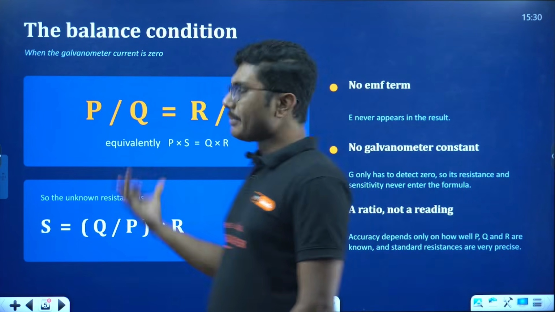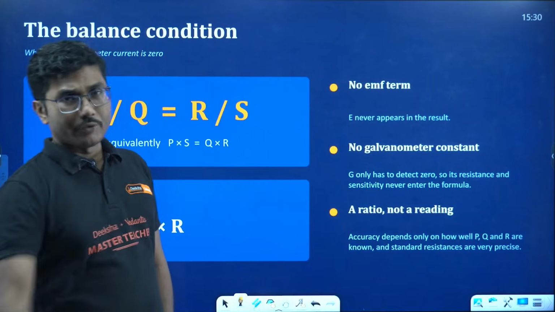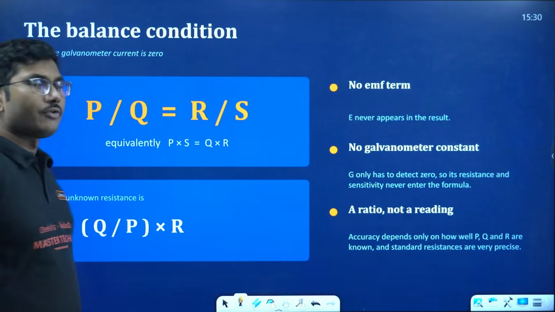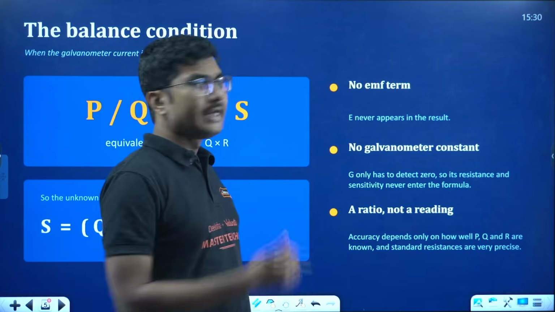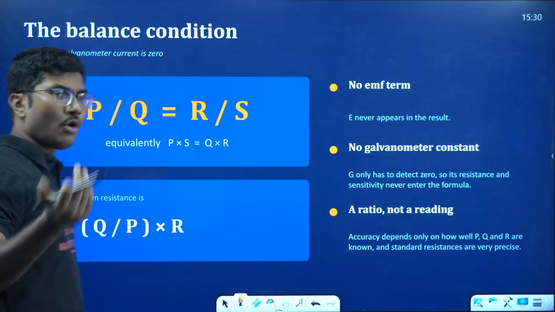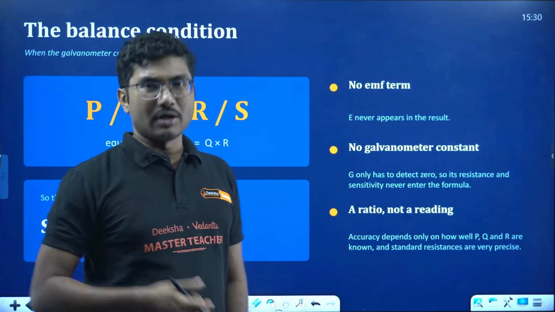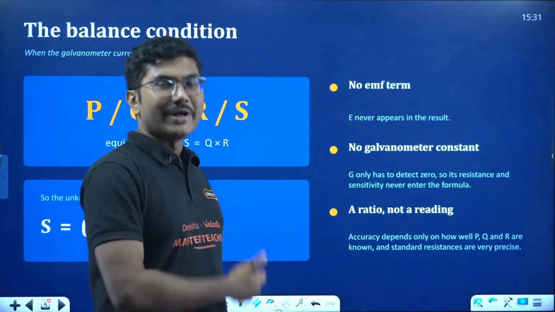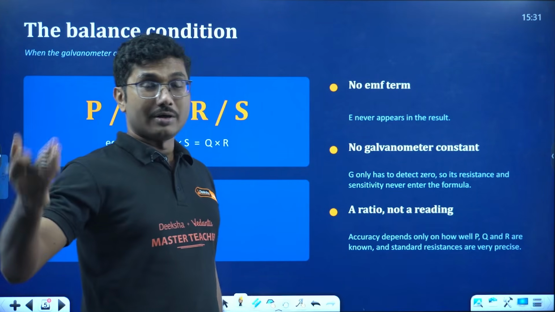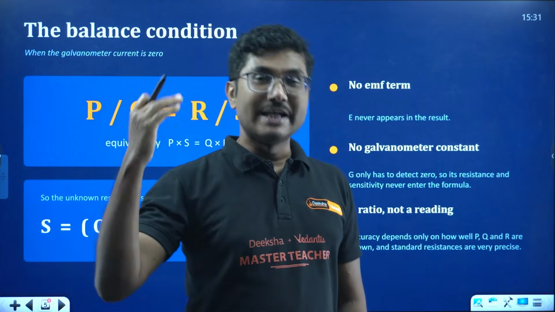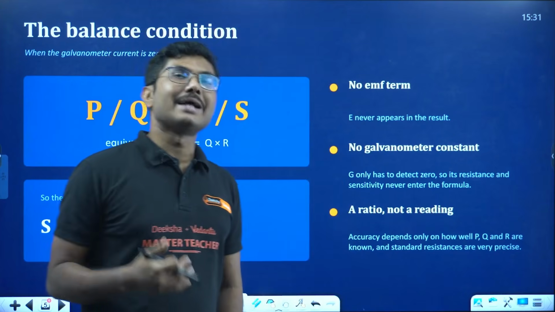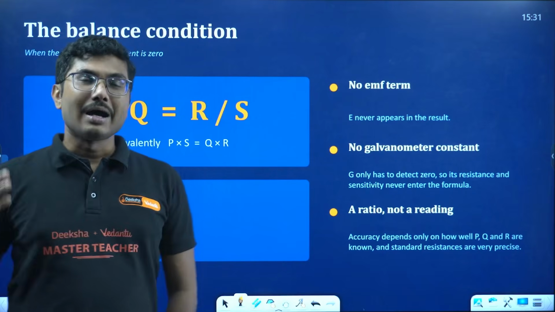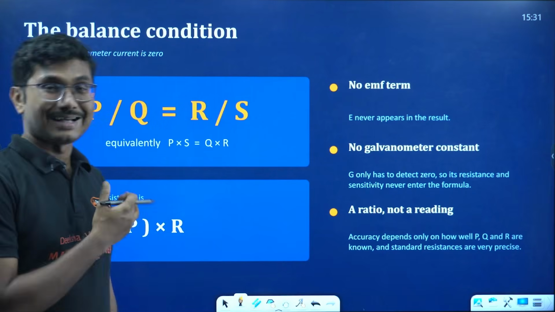This is basically the foundation of many questions in the KCET exam and any other exam you are writing. Now, if you see this expression, there is no mention of the EMF E of the cell, and no galvanometer constant G present in this equation. That means when you use this method, the internal resistance and the EMF of the cell do not matter, as long as you are getting a sufficient current. So even a weak battery will suffice for this experiment.